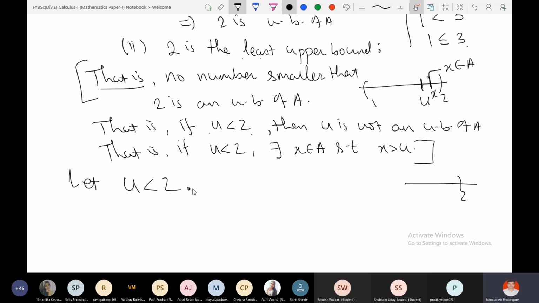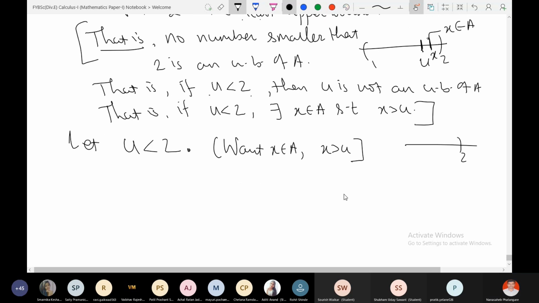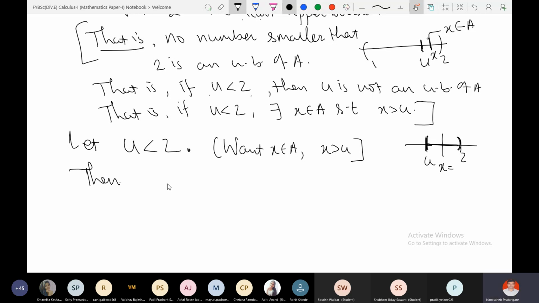So let u be less than 2. What we want is x in A that is greater than u. This we want. Okay, so here is u, right? For simplicity, u is less than 2, so there is some space between u and 2. Correct? Now, what is the number x which is a member of the set and which is greater than u?